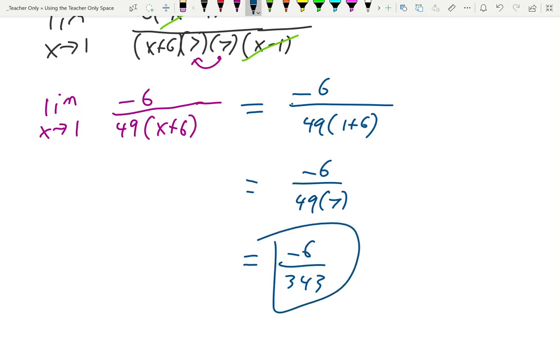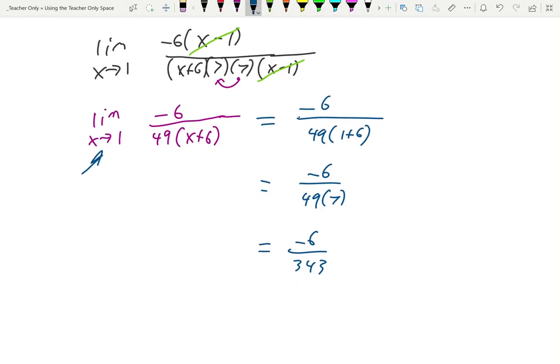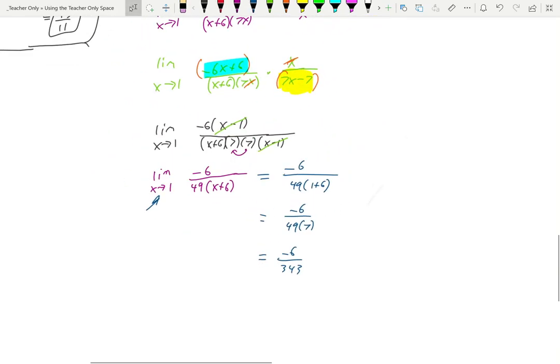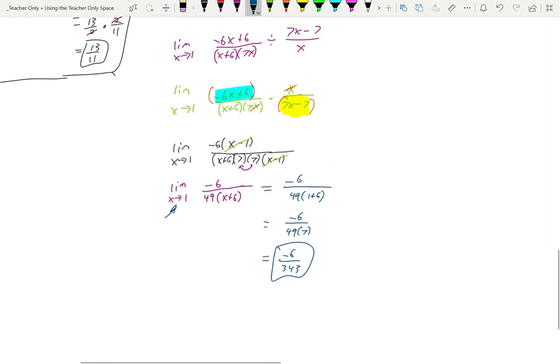And there's our limit. So remember, what does this tell me? This tells me the y value that the graph is approaching as we approach 1 from both sides. From the left and from the right, the y value would be this. And that's the exact value. No decimals, no numbers coming out of the calculator. This was all algebraically done by hand with the exact value of negative 6 over 343.